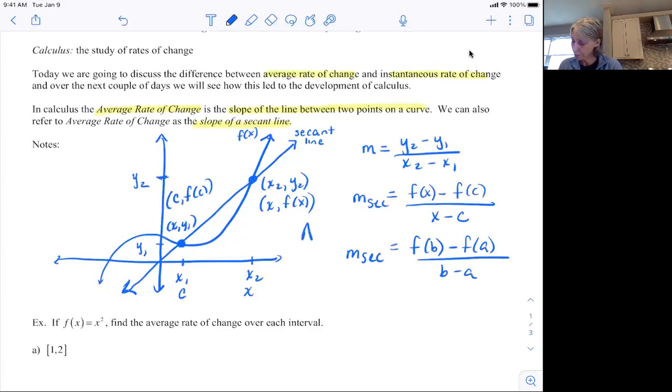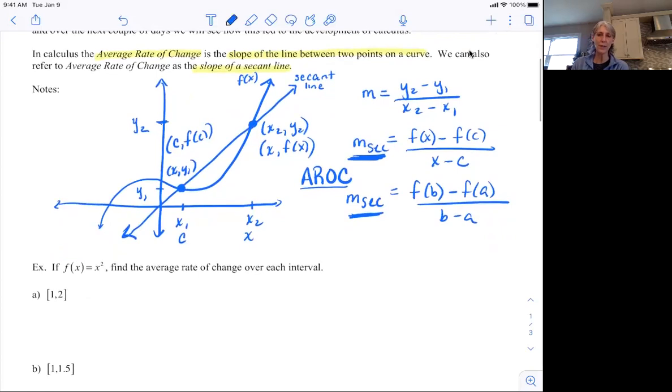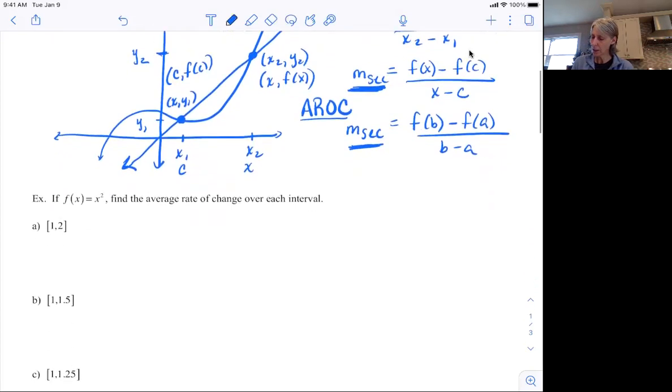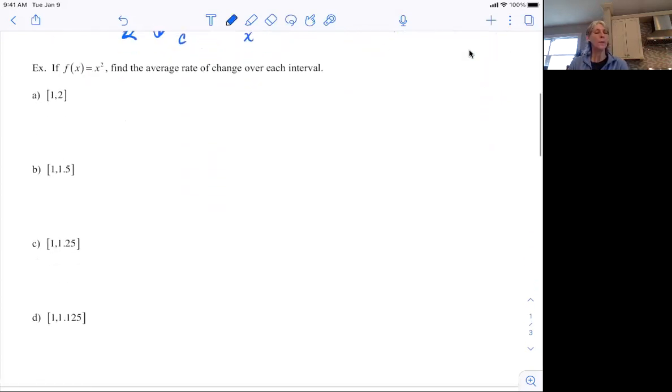Lastly, I may use AROC as average rate of change. And sometimes I just say slope of a secant line. So when I'm talking about this stuff, if I'm going to abbreviate it in your notes or on a worksheet, you may see me refer to either the average rate of change as AROC or the slope of the secant line.